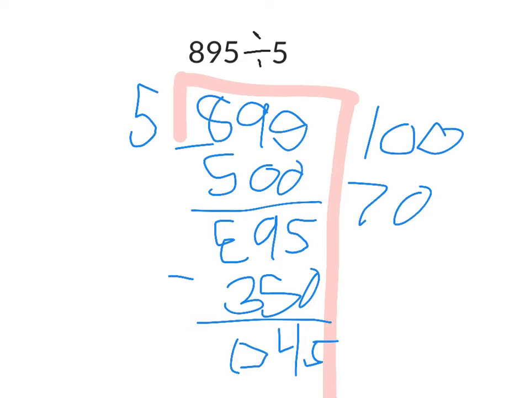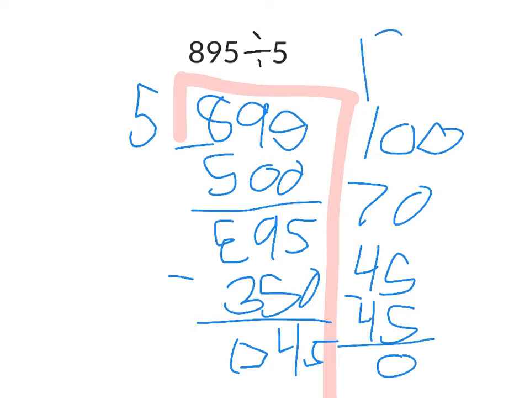But now we can't subtract 50 from that, so now what will we do? Now we have to subtract by our ones. And if we do 5 times 9, it will give us 45. So then you do 45 minus 45, and that will give us 0. So then our remainder is 0. We have no remainder. Okay, so now we have to check our work to make sure.